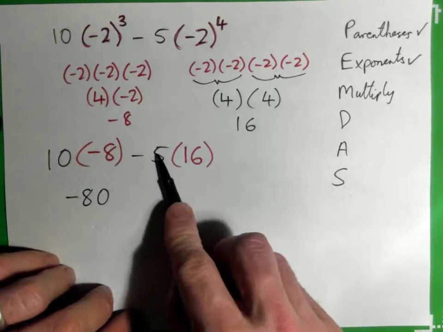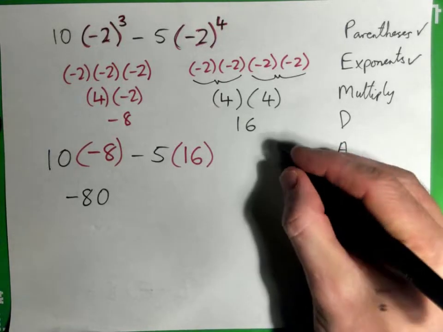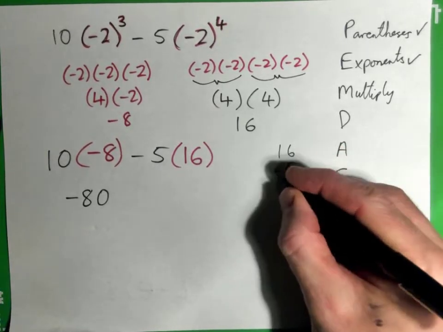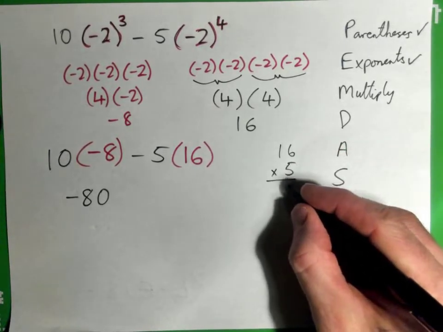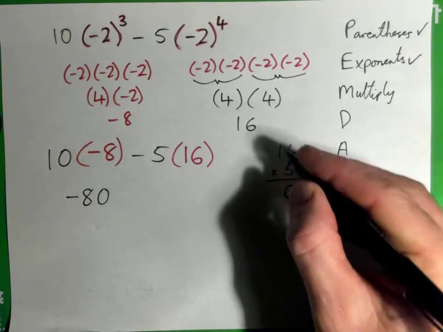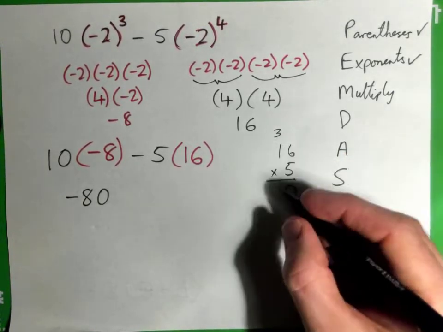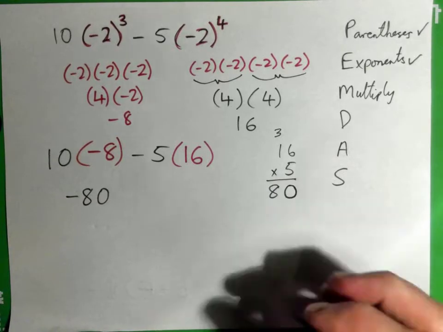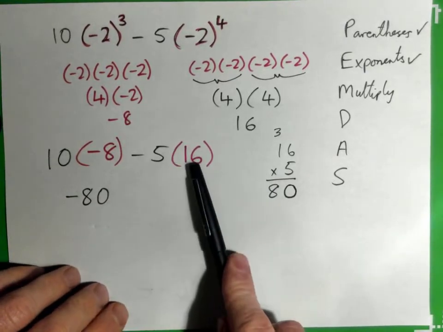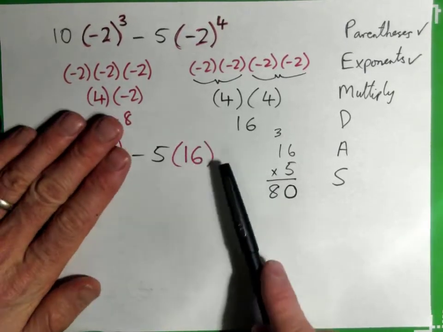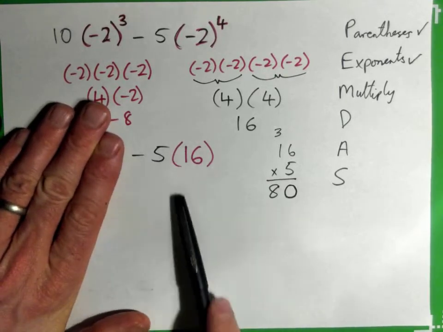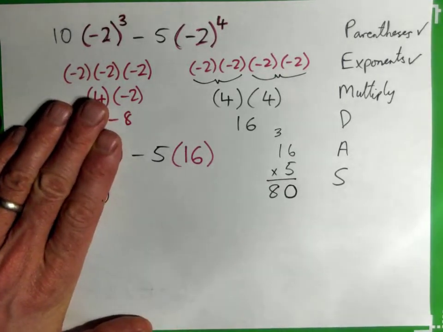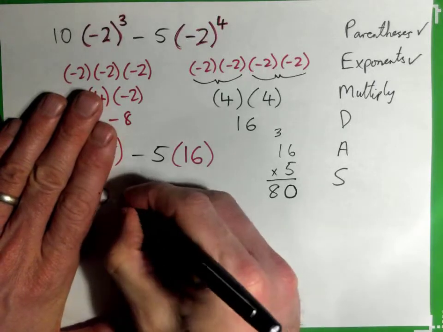Now we've got -5 times 16. Let's do 16 times 5. 5 times 6 is 30. Carry 3. 5 times 1 is 5, and 3 is 80, right? But that's a negative times a positive. So does this give you a positive 80 or a negative 80? Yeah, that's a negative 80.